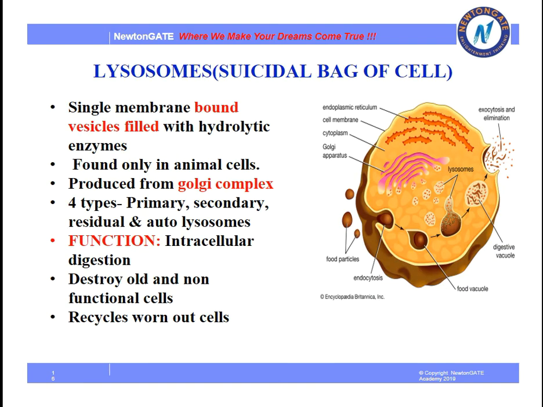Single membrane-bound vesicles that are filled with hydrolytic enzymes are called lysosomes, which are the suicide bags of cells. They can be found only in the animal cells, produced from the Golgi complex. They can be differentiated into four types, that is primary, secondary, residual and autolysosomes. They can perform intracellular digestion, and they can destroy old and non-functional cells and recycle worn out cells.